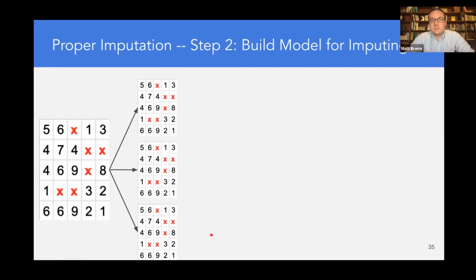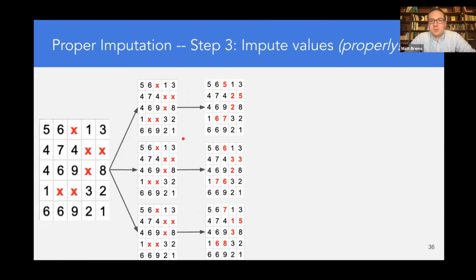Step two, I'm going to build a model or multiple models for imputing. So maybe I want to use this first column where I've observed all of my values. I want to use that to build a model to predict what this X is going to be. I want to do the same for all of my columns of data. So you build models for imputing those missing values. Then I'm going to impute those values properly. So I'm going to use that model to fill in this X.